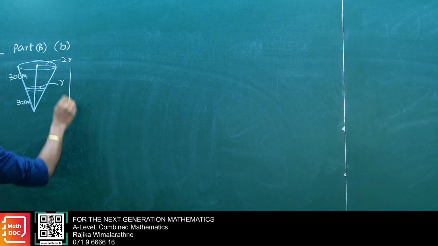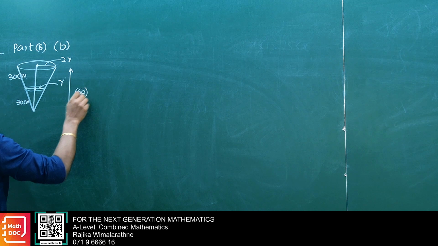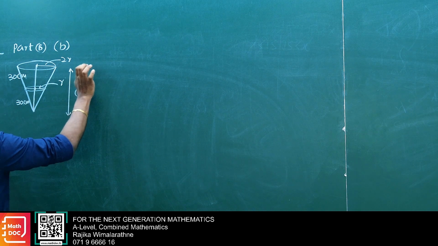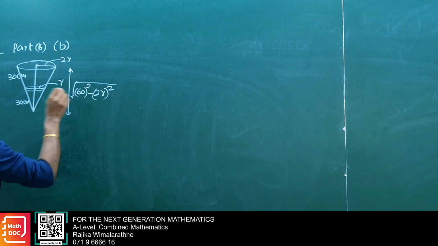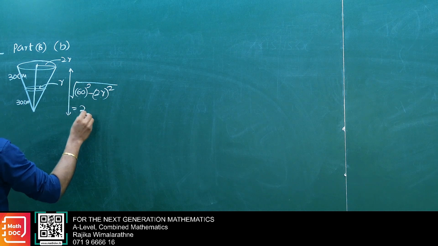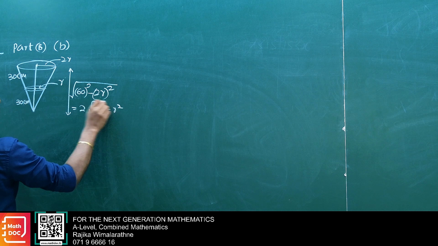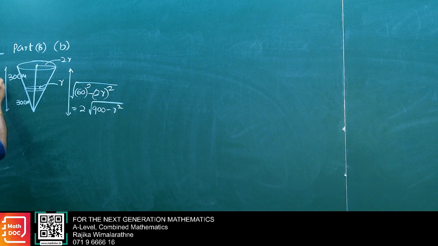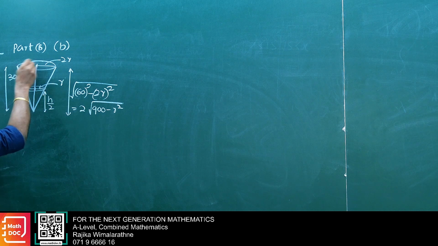Then find the height. The height equals the square root of 60 squared minus (2r) squared. Then take 2 outside: 2 times the square root of 900 minus r squared. Here the height is h, and this part is h over 2. Then you take only this part.